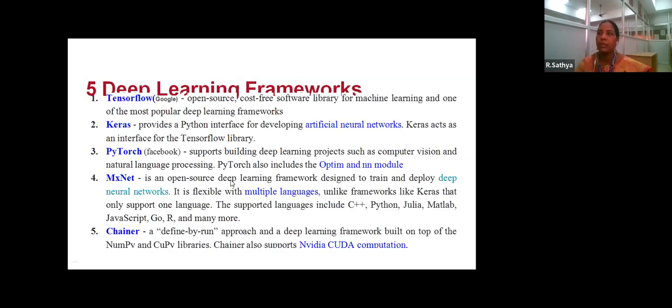And some of the deep learning frameworks. From where has TensorFlow been released? TensorFlow is released by Google.